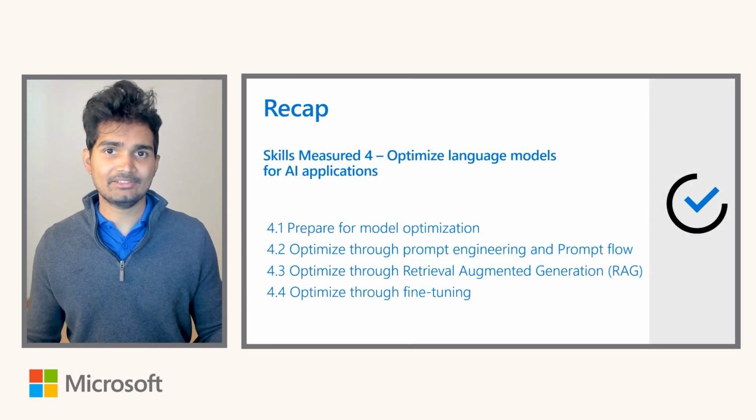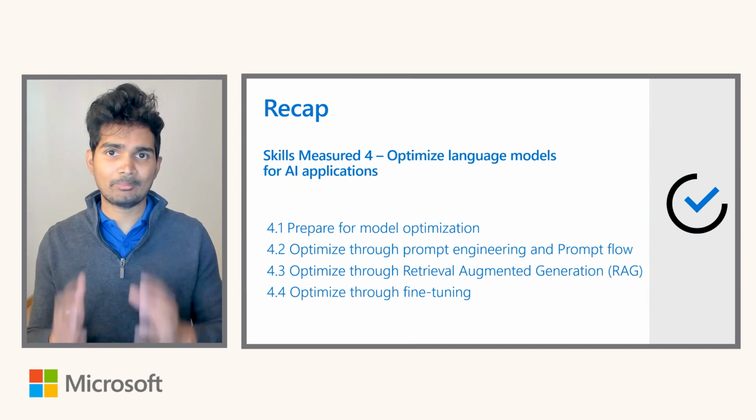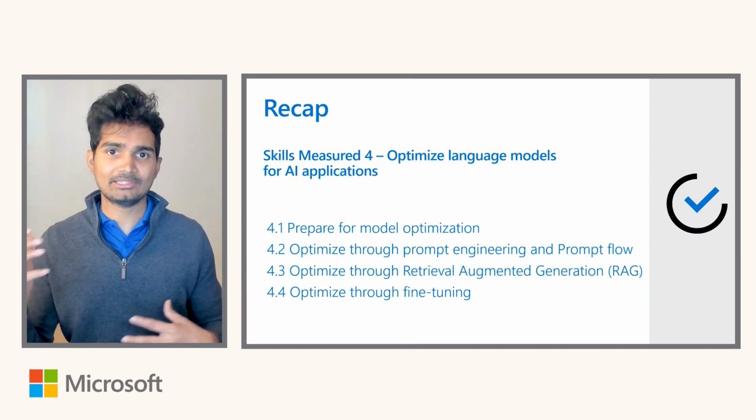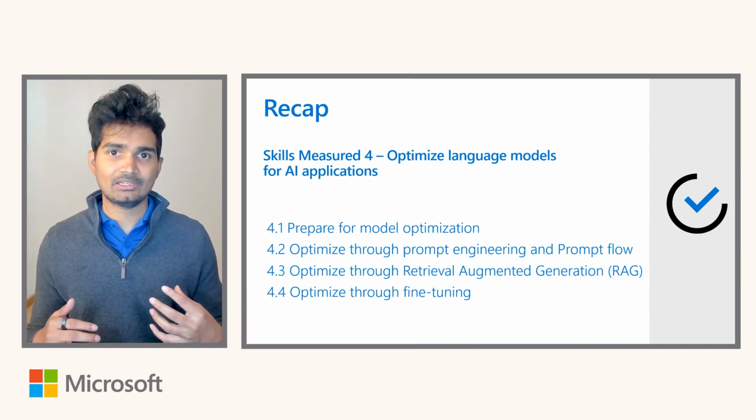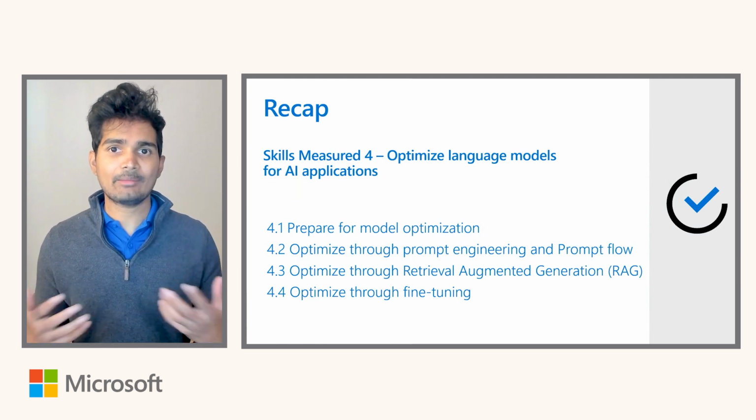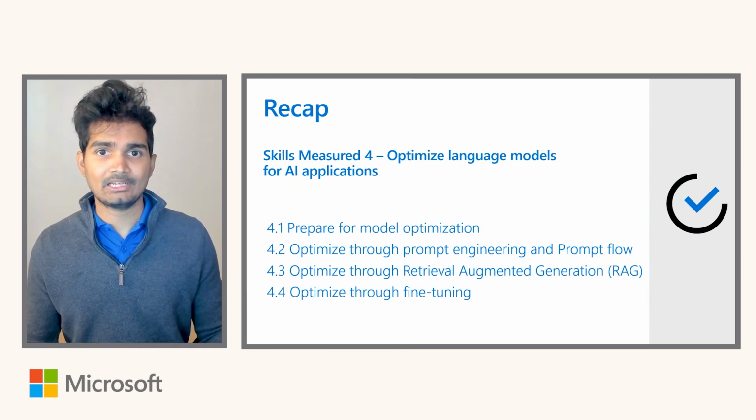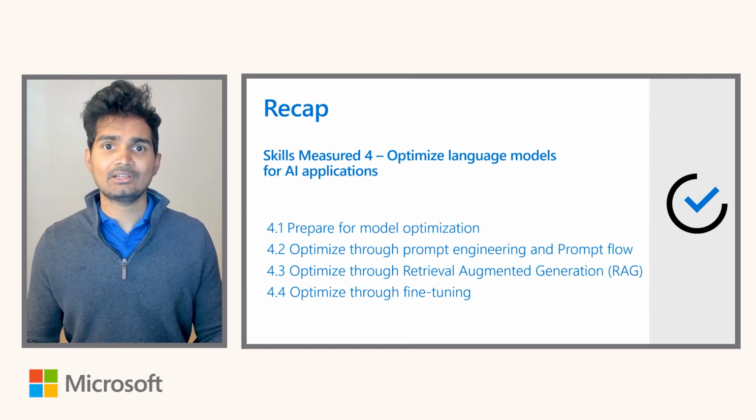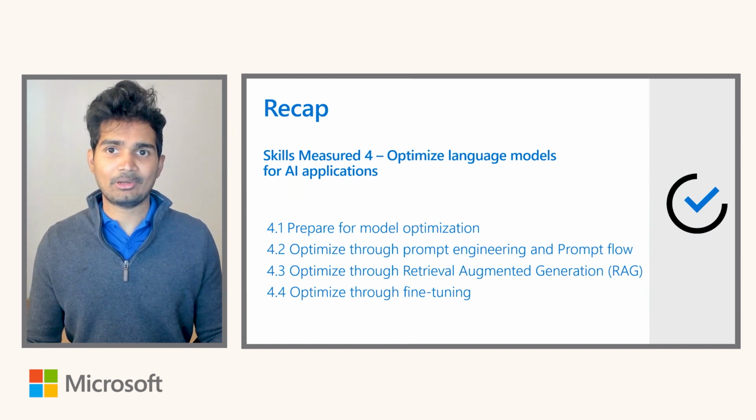To recap, in this episode we discussed how to prepare for model optimization, optimize through prompt engineering and prompt flow, optimize via retrieval augmented generation, and optimize through fine-tuning. Remember, this group accounts for 10 to 15% of the exam, so keep that in mind when preparing for the exam.